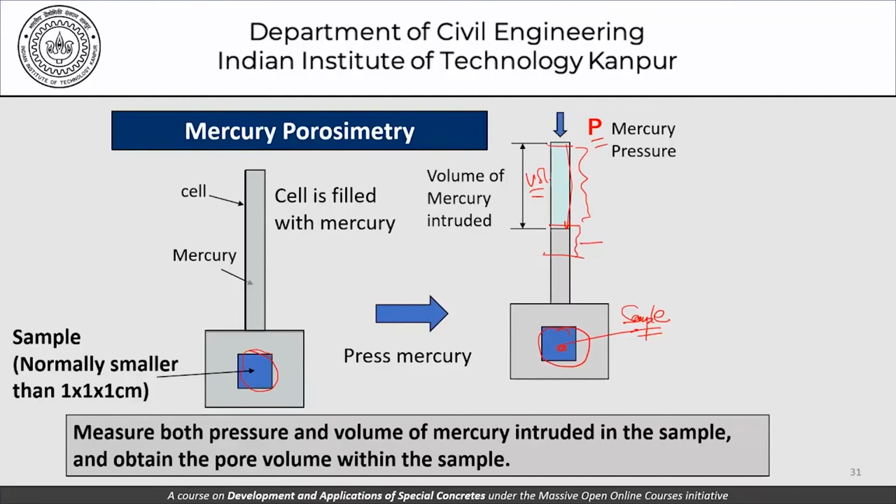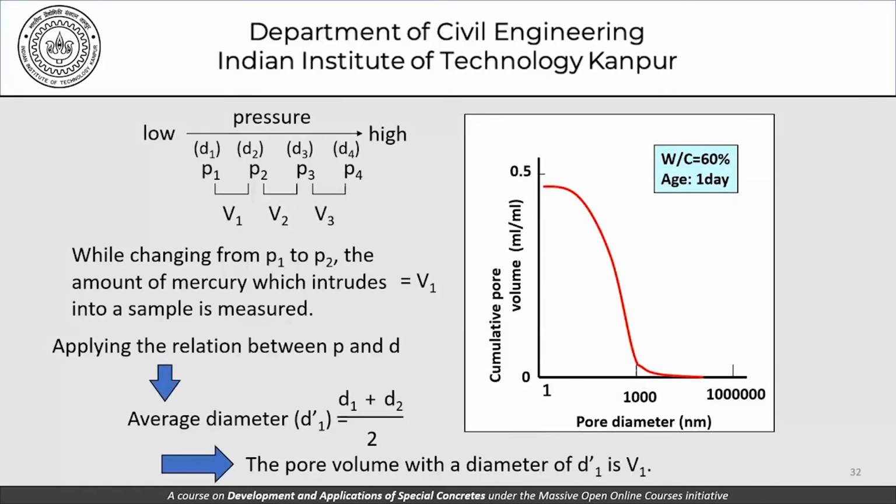And this amount of mercury is now filling up the smaller pores. Next amount of mercury is filling the even smaller pores, and so on. So long as we measure both the pressure applied and the volume of mercury intruded in the sample, we can obtain the pore volume and the pore size distribution within the sample. Now, having said that, this is what we really do.